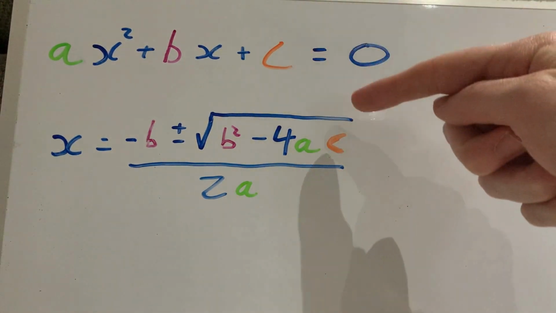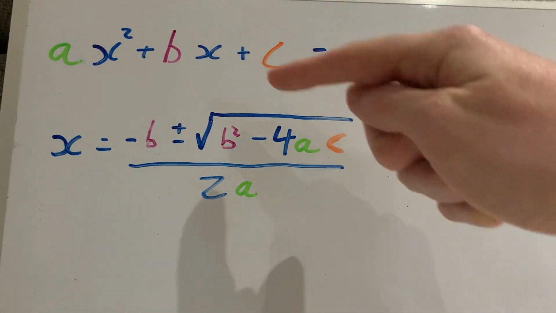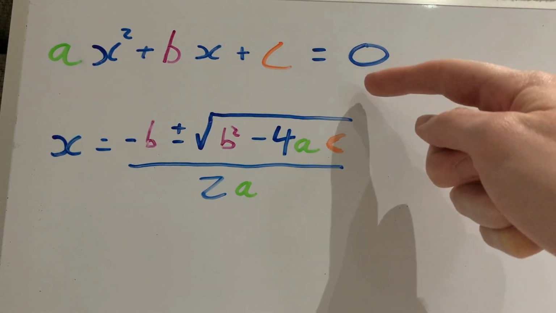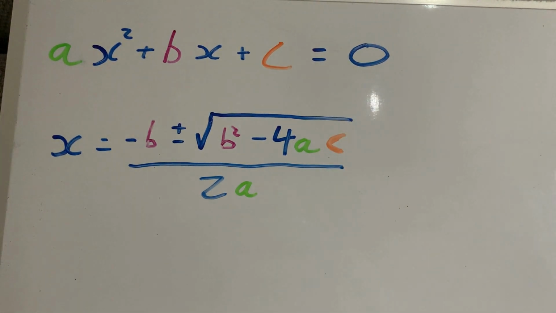If this doesn't equal 0, then you're going to want to move everything to the other side. So if this was 5, you'd want to take away 5 from both sides. It only works when it equals 0.